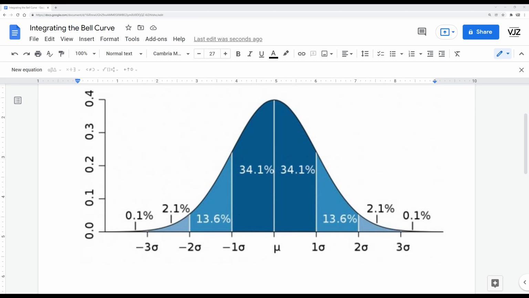In today's video, I am going to show you how to integrate the bell curve, which is what I have on the screen right now. This is pretty famous in terms of statistics. It is pretty much just a normal distribution, but it looks like a bell. I don't really see a resemblance, but we're just gonna call it the bell curve. There we go. It's just, again, normal distribution.